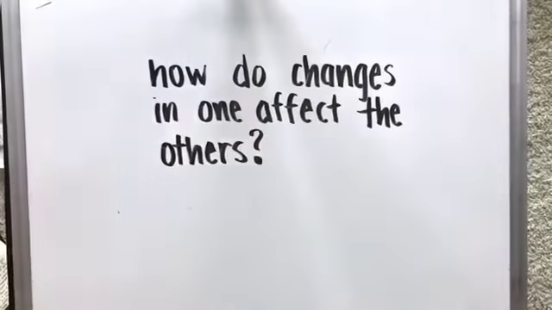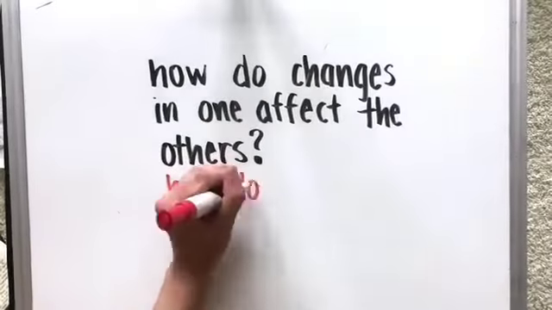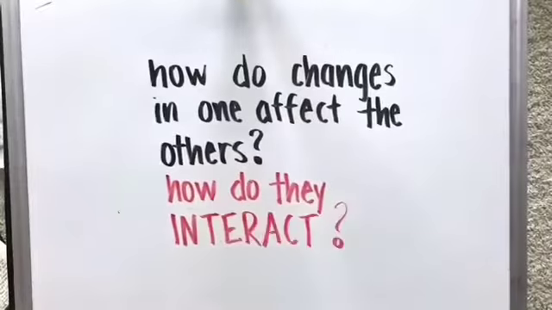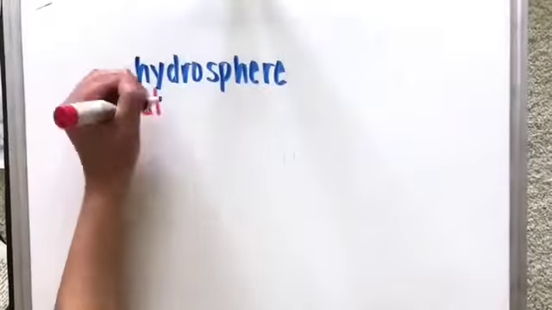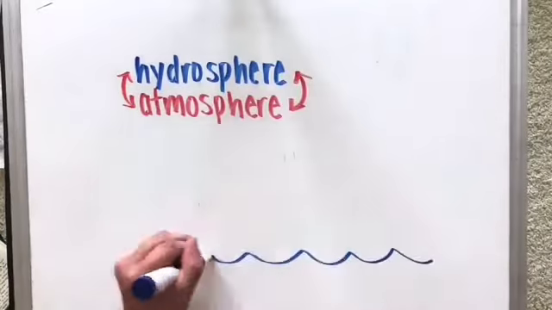How do changes in one system affect the others? Or how do these systems interact with each other? Let's begin by reviewing water in an interaction between our hydrosphere and atmosphere.